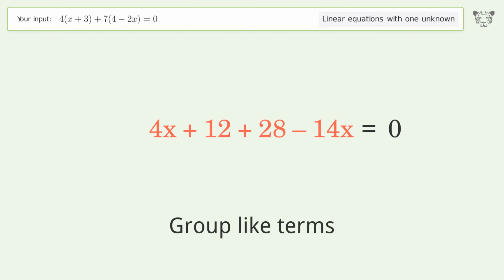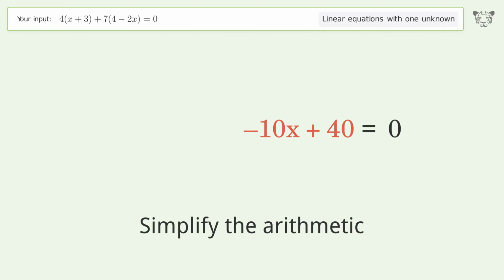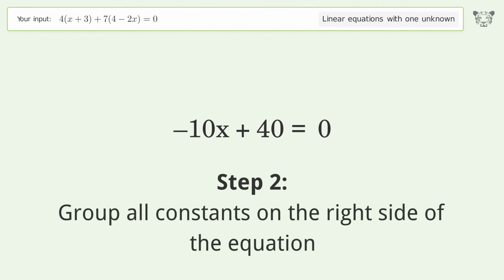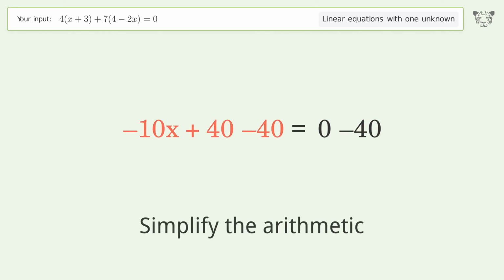Group like terms. Simplify the arithmetic. Group all constants on the right side of the equation. Subtract 40 from both sides. Simplify the arithmetic.